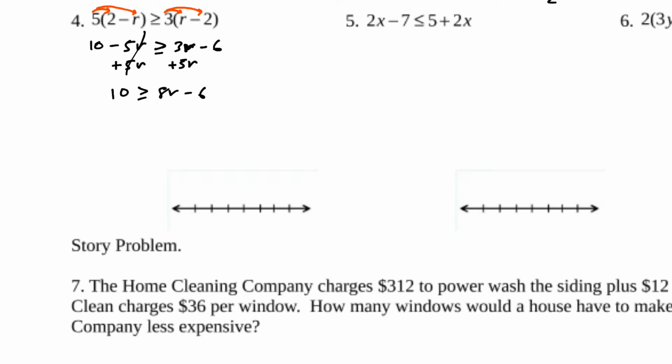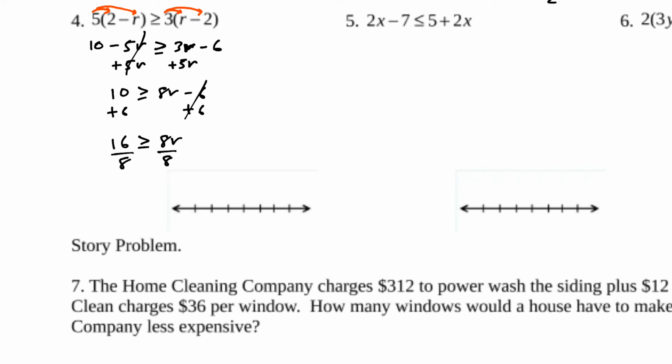From there, we're down to a two-step inequality now. So we're just going to add 6 on both sides. And on the left-hand side, we now have 16 is greater than or equal to. On the right-hand side, the negative 6 and positive 6 cancel out and make 0. And all I have left on the right-hand side is 8r. Now I'm just going to divide both sides by whatever number's in front of the variable.